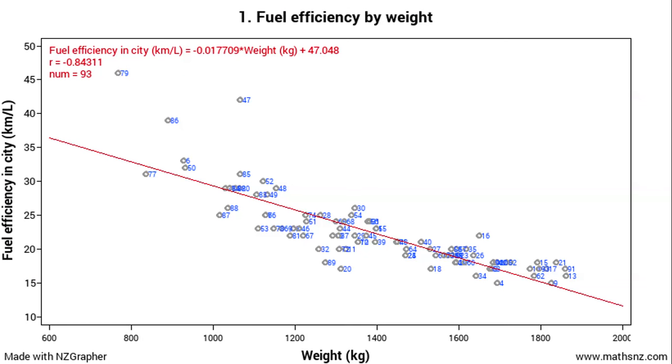So here is our line, and there are our 2 points, point number 79 and point number 47. We then go to the data set itself to identify what those points are, so what kind of car they are, what kind of engine size it is, etc. We're also going to notice the R value there of negative 0.84311, and we're going to notice the gradient value, negative 0.017709.